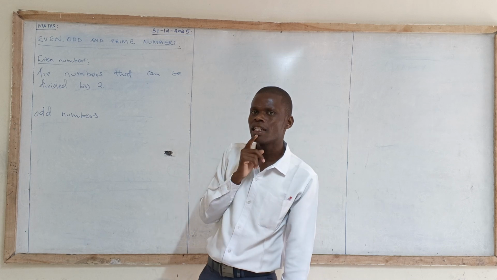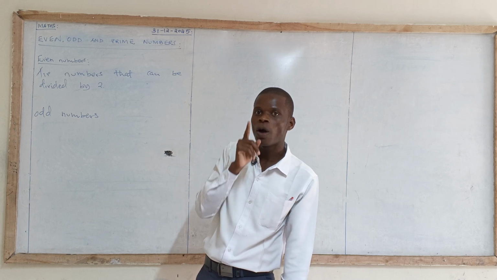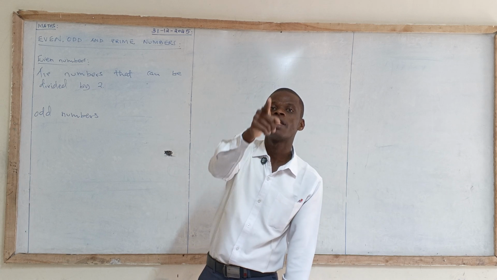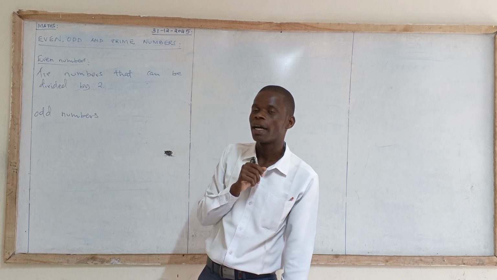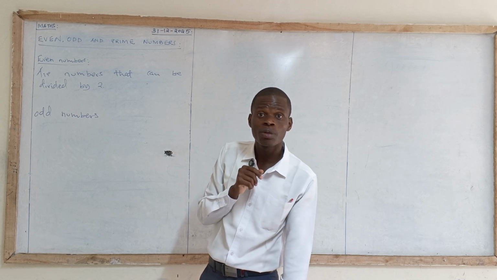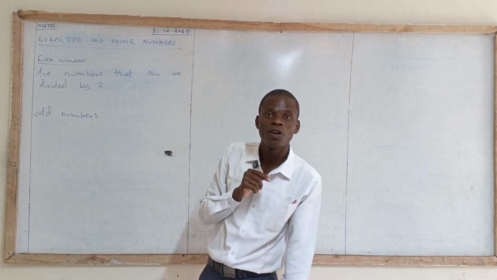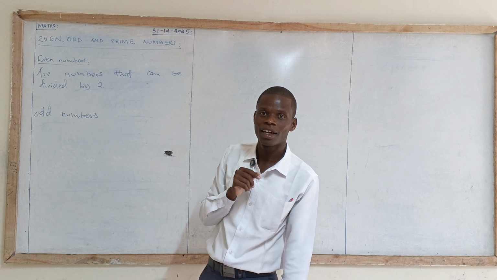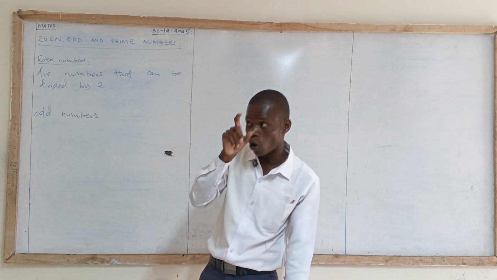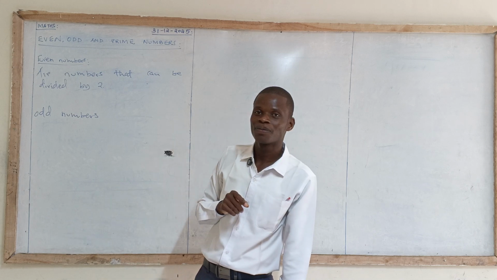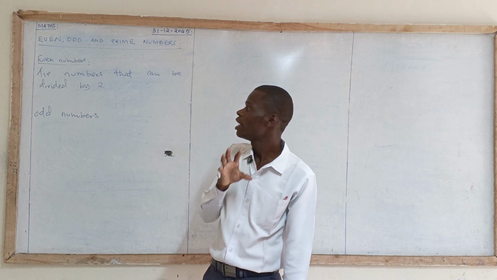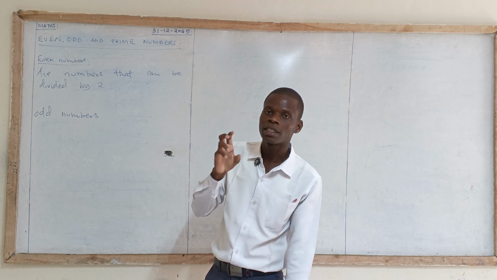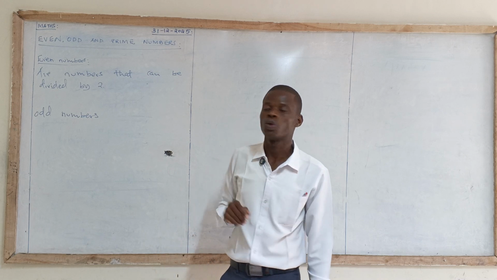It ends with 6. Any number that ends with 6? 176. So 176 is an even number. It ends with 8. Any number that ends with 8? 1,000,008. That also ends with 8. So those are even numbers. Numbers that can be divided by 2.